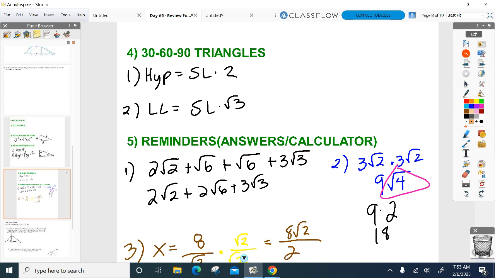All right, here's the deal. Get your Chromebooks out. Let's go. This is non-negotiable here today. Open up the homework answers, Day 6, review for quiz. Have that open right now.